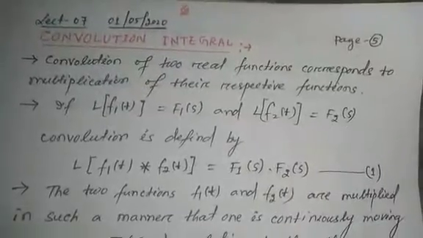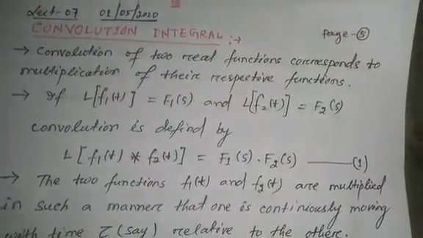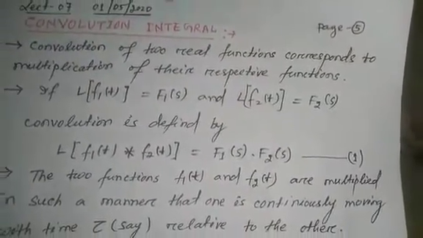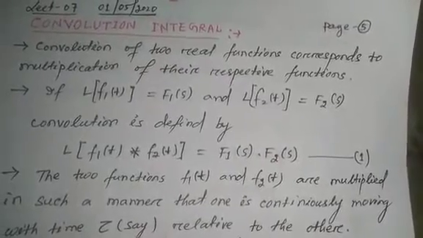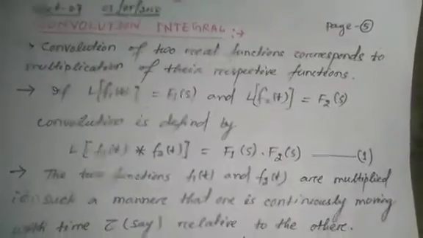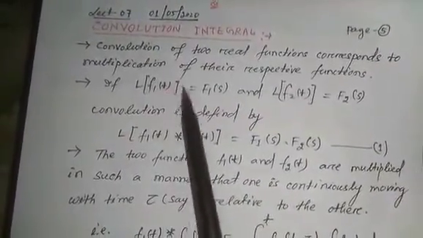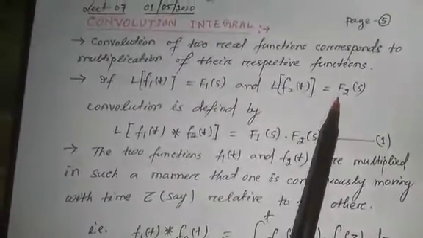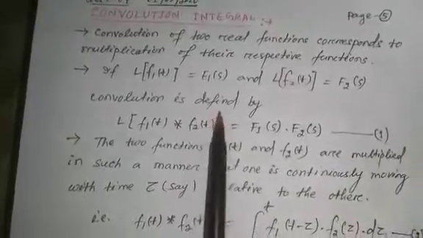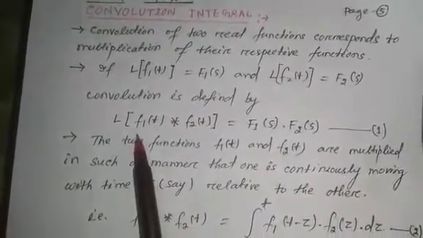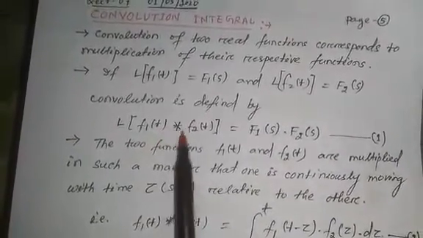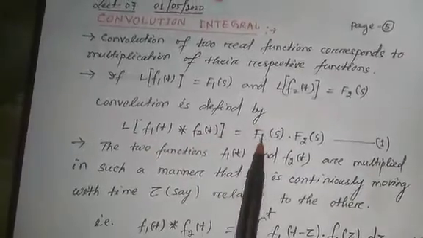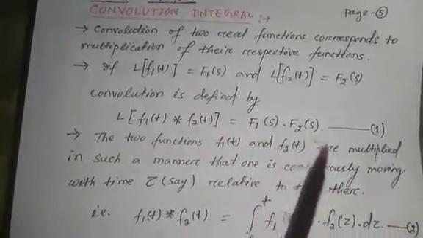We discuss the convolution integral. Convolution of two real functions corresponds to multiplication of their respective Laplace transforms. We know the Laplace of f(t) is equal to F(s). Here, Laplace of f1(t) is equal to F1(s). Similarly, Laplace of f2(t) is equal to F2(s). Convolution is defined by Laplace of f1(t) convolved with f2(t), and that is F1(s) times F2(s).